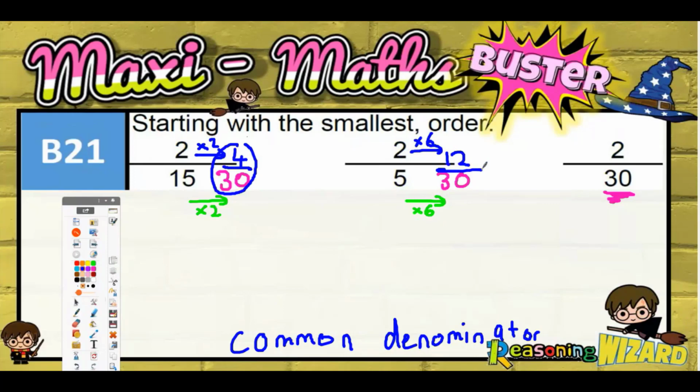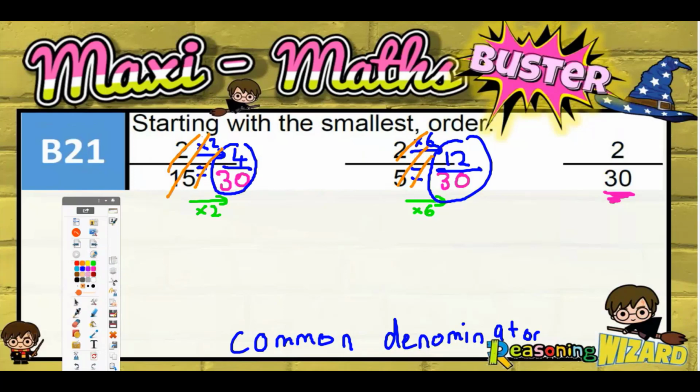So that's become 12/30ths. Now, don't forget, you might be making the individual numbers bigger, but you're not making the fractions bigger. You're actually making equivalent fractions. 2/15ths is equivalent to 4/30ths. In other words, it's equal to 4/30ths, and 2/5 is equal to 12/30ths. So what you can do now is cross out the original fractions and just use the new equivalent fractions. Now they're all out of 30.